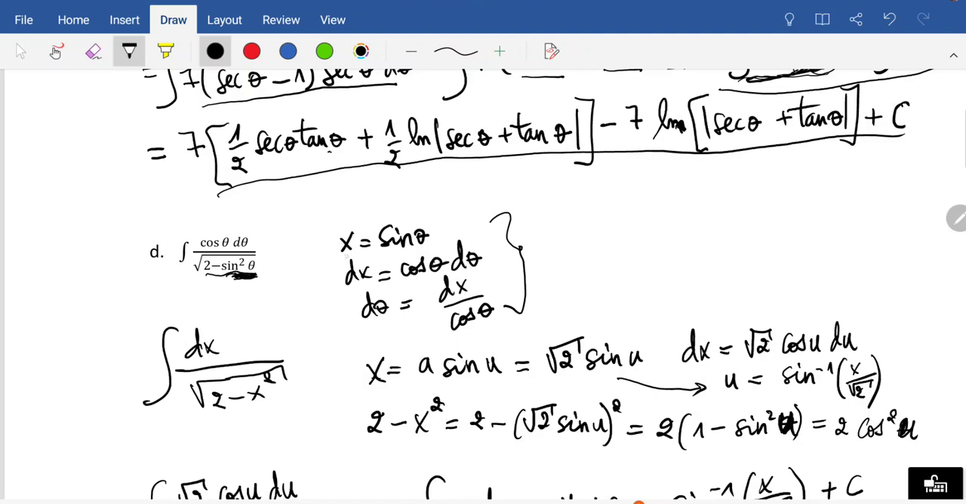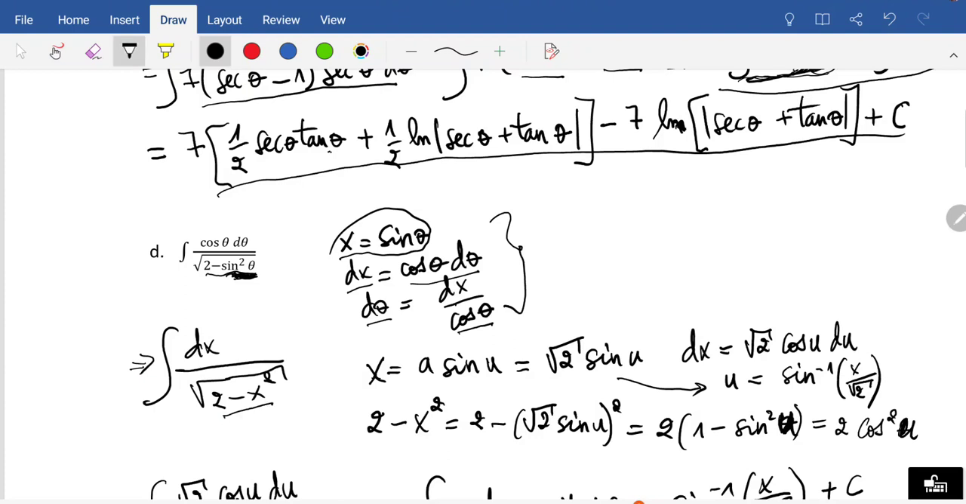So first we do an initial trigonometric substitution. Let's say we let our sine theta here be equal to x. Therefore our dx will be cos theta d theta, and d theta will just be dx over cos of theta. Taking it back to the original expression, we have that it's equivalent to the integral of dx over the square root of 2 minus x squared.